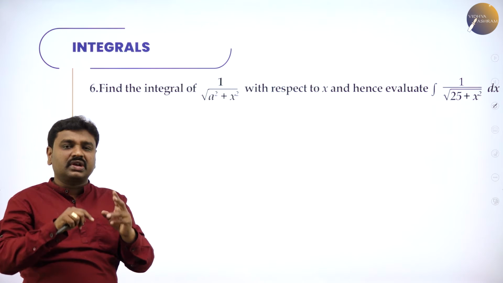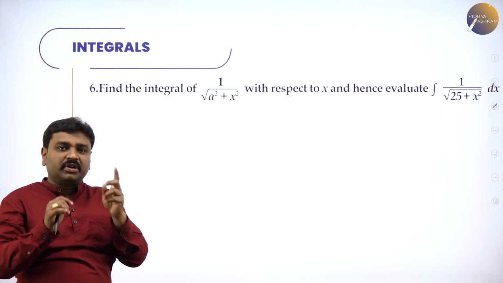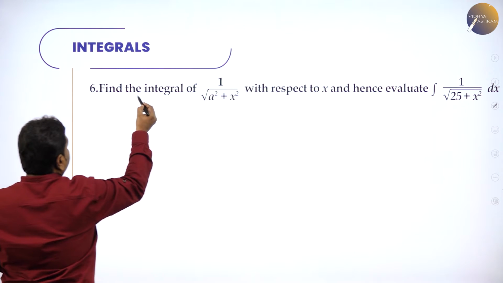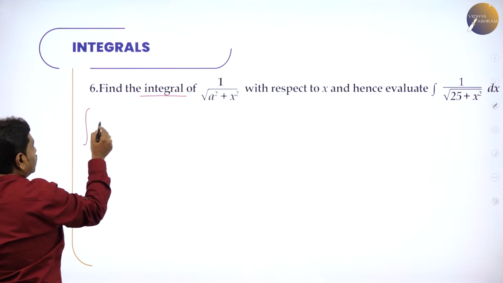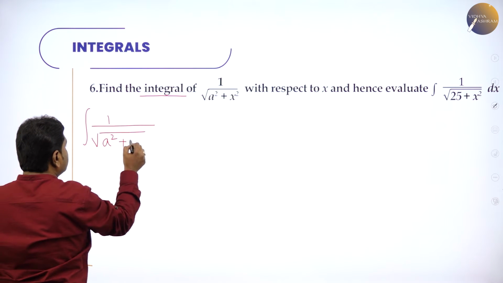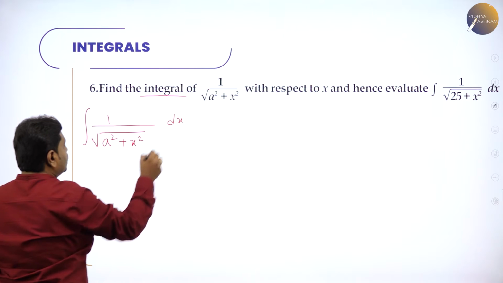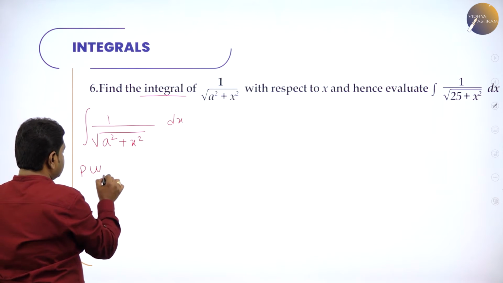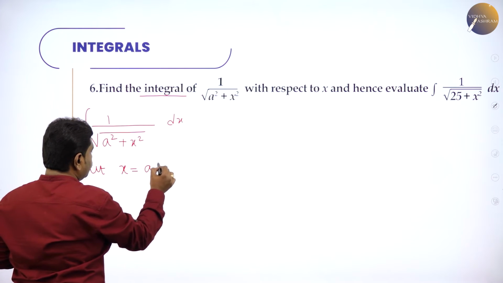X square minus a square, a secant theta. I gave the table of substitution in inverse trigonometric functions. So now they want you to find the integral of 1 by root of a square plus x square with respect to x, that is, into dx. As soon as you see plus x square, put x as a tan theta, put x is equal to a tan theta, in the place of x put a tan theta.